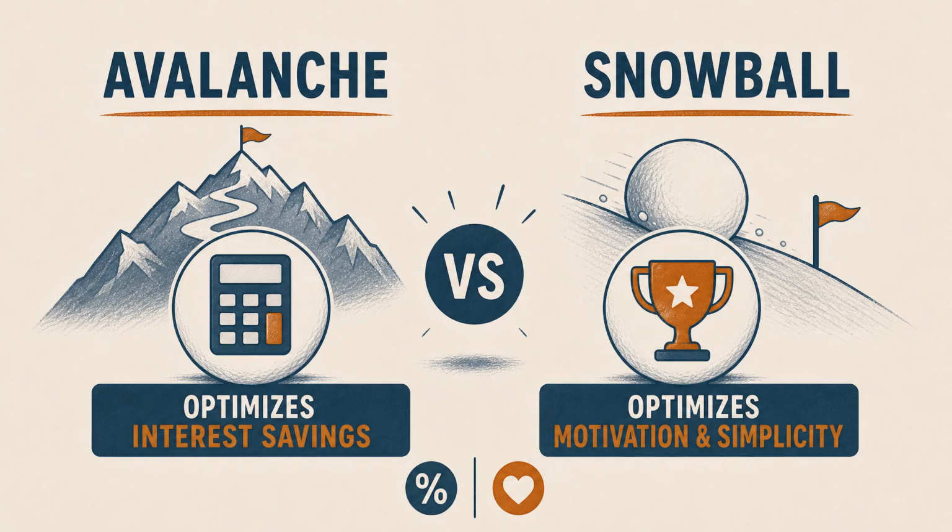Avalanche asks which debt is mathematically most expensive. Snowball asks which debt can be eliminated soonest. One optimizes interest savings, the other optimizes motivation and simplicity.